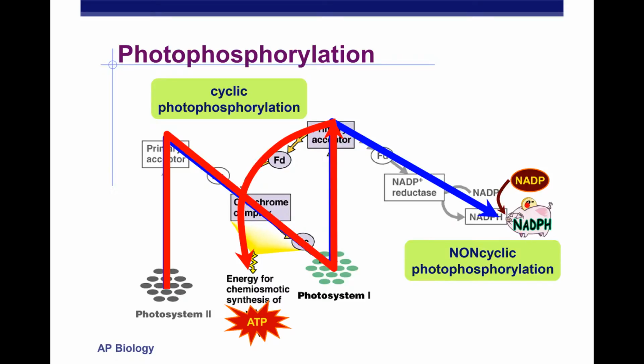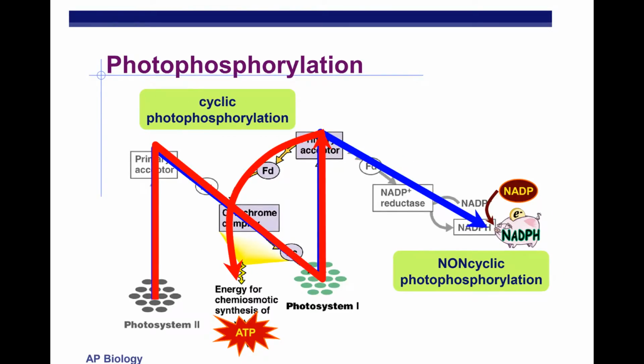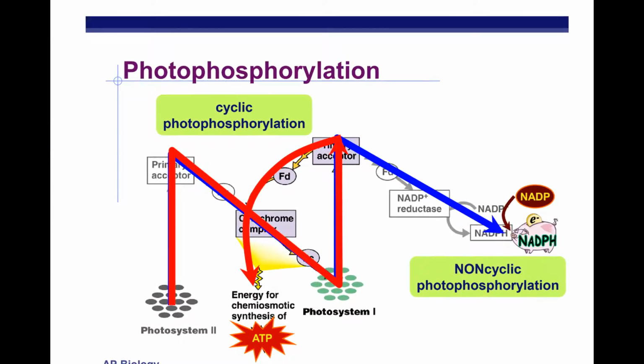But if NADP plus isn't available to accept those hydrogens, then they can't just sit there and wait on NADP plus to become available. So instead, the system will cycle back, those hydrogens will get pumped back into that intermembrane space, and they will go into the creation of ATP. Okay, so this part, that red part, would be the cyclic photophosphorylation.